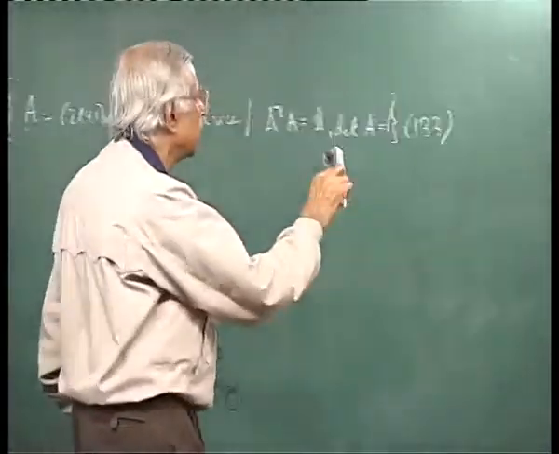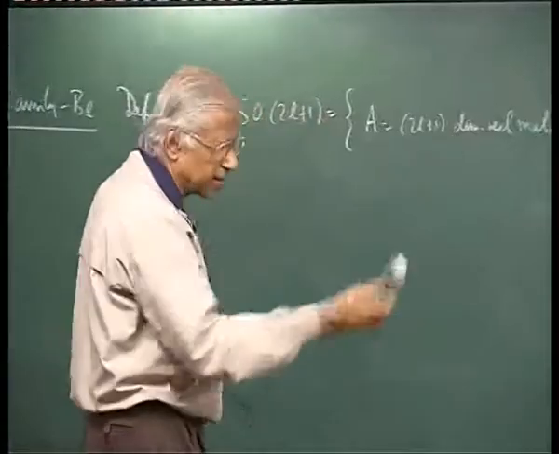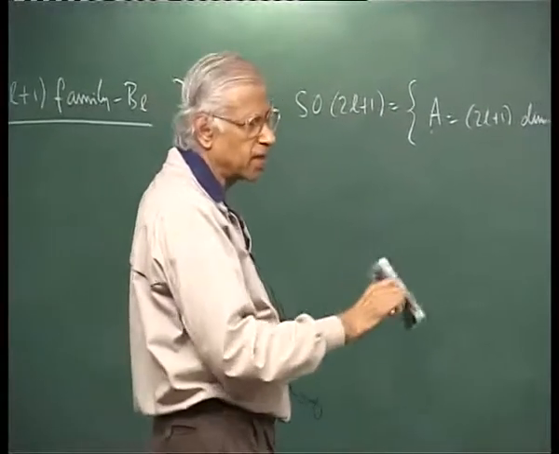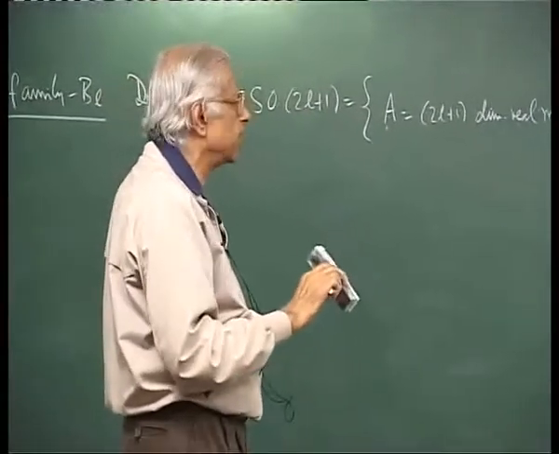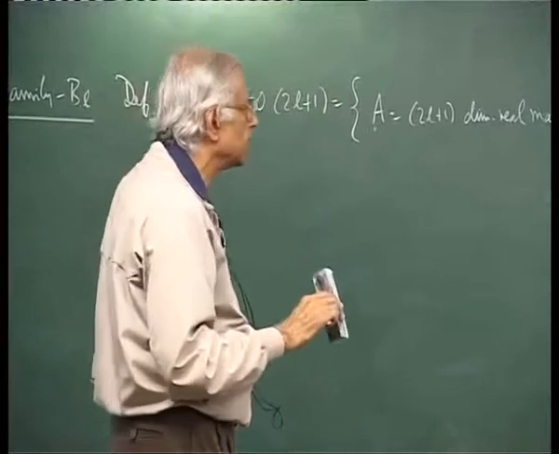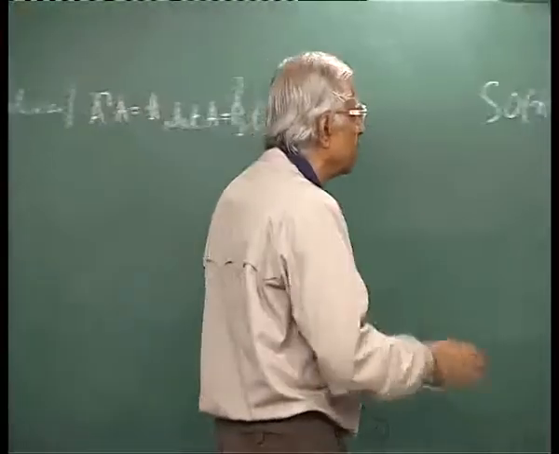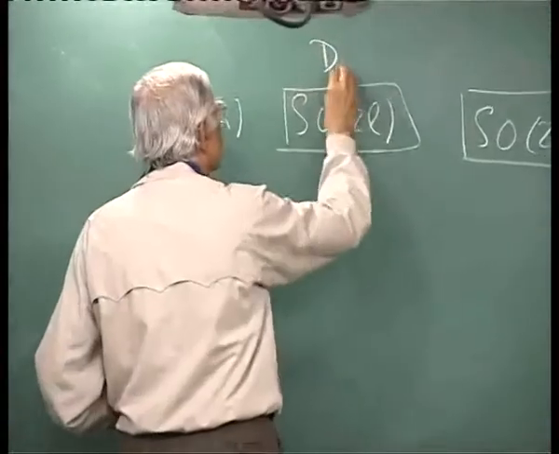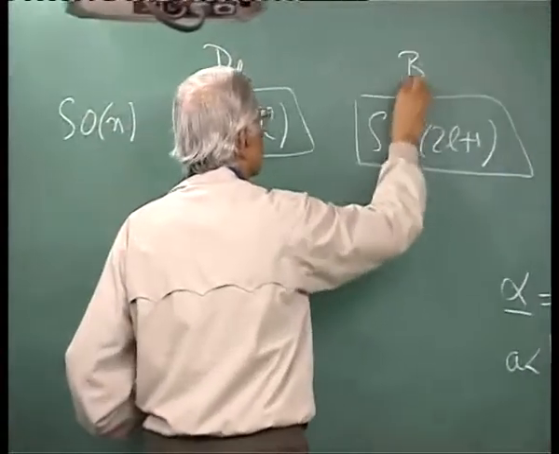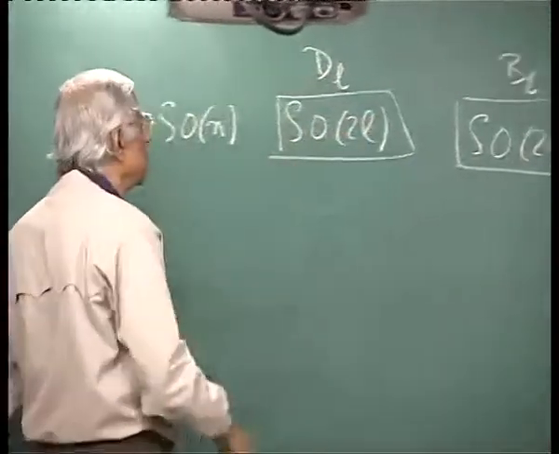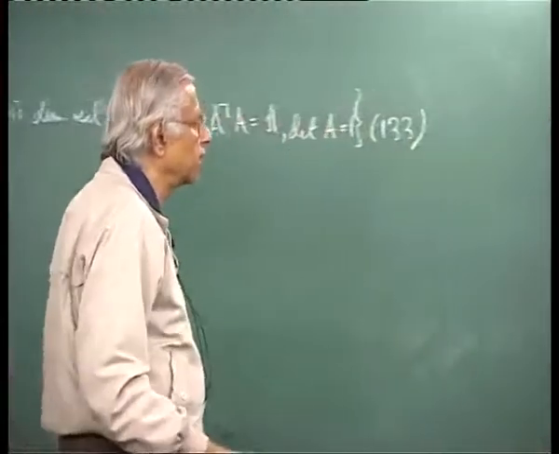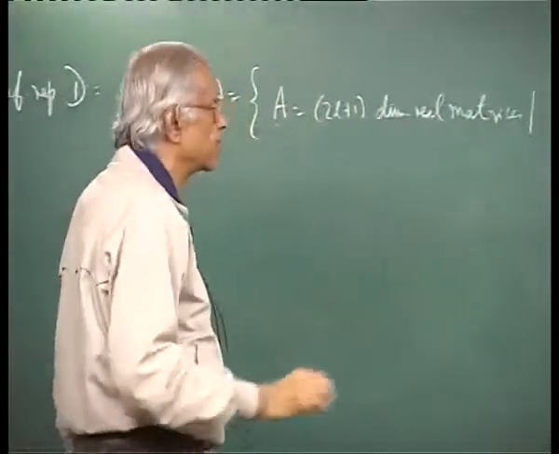So this is why, and their root structures are different. There are some things which are common, but some things in which they differ. And that is why in the Cartan classification, they belong to different families. This is called the D family, that is called the B family. And they are distinct from each other.